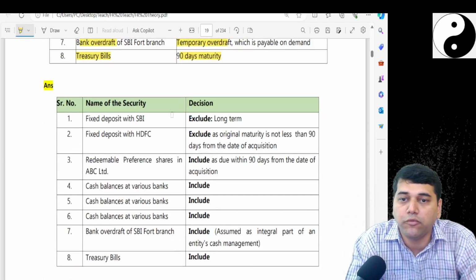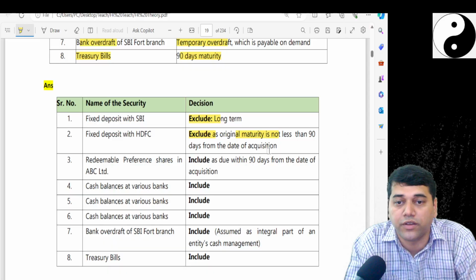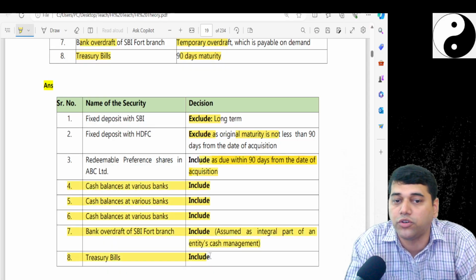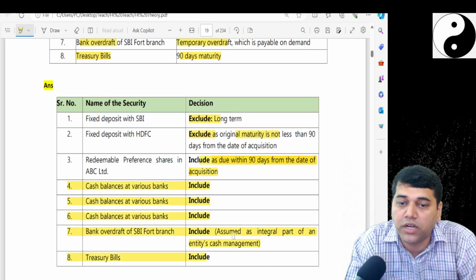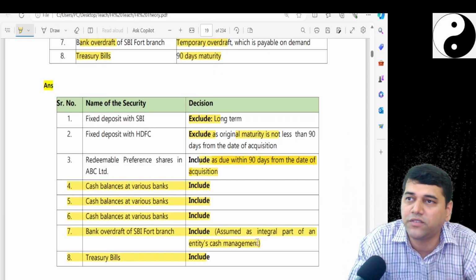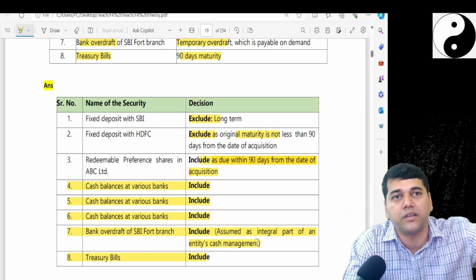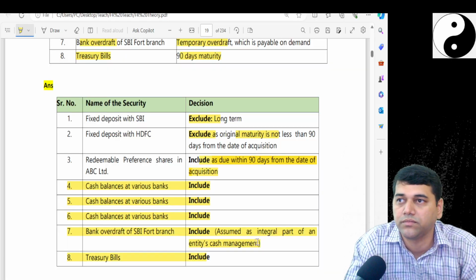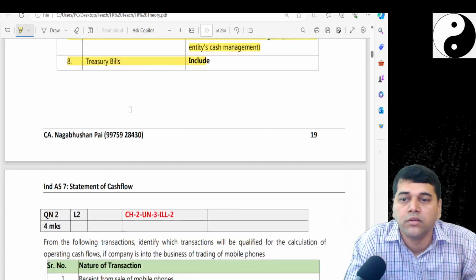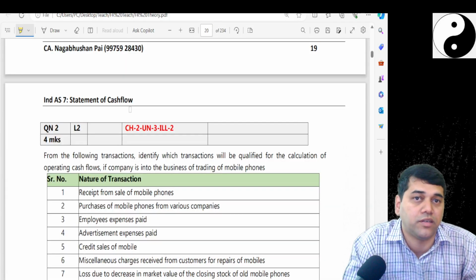So, first thing I am going to exclude this long term one. Original maturity is not less than 3 months from the date of acquisition. Rest everything I am going to include. And when it comes to bank overdraft, it is assumed to be an integral part of the entity's cash management. Okay, that overdraft is taken for working capital related work, not for any specific long term project or something. So, the first question is on whether it is cash or cash equivalent.